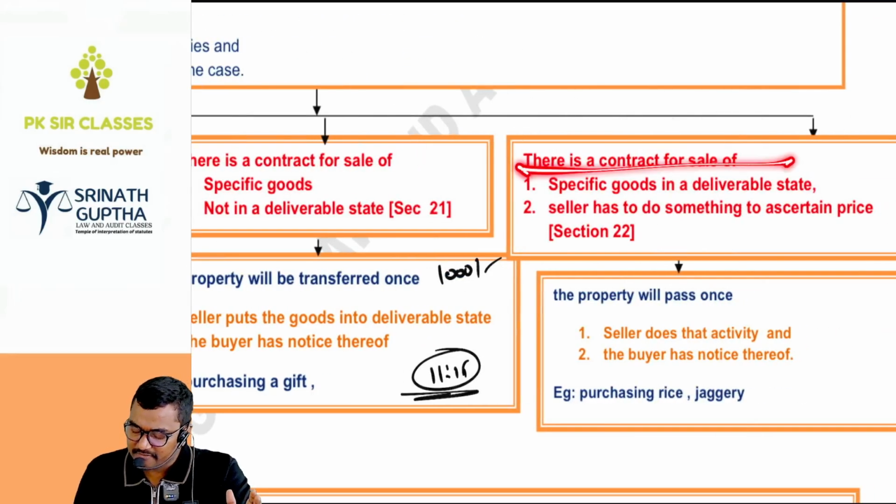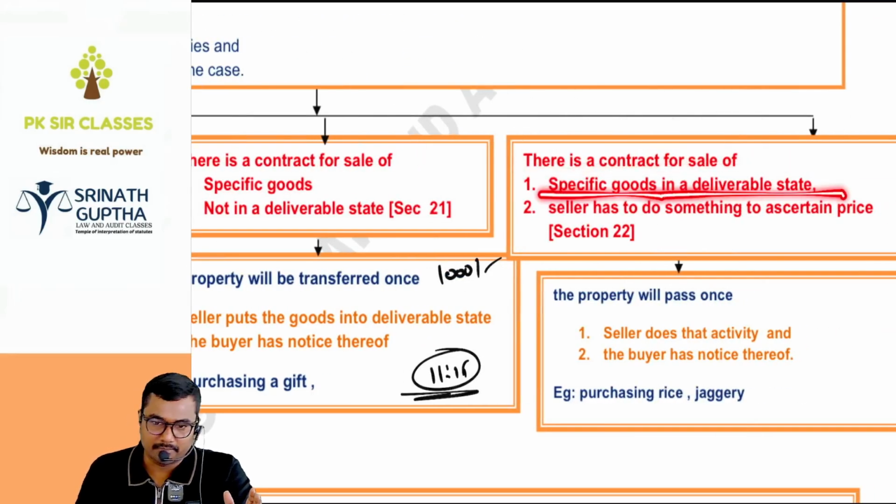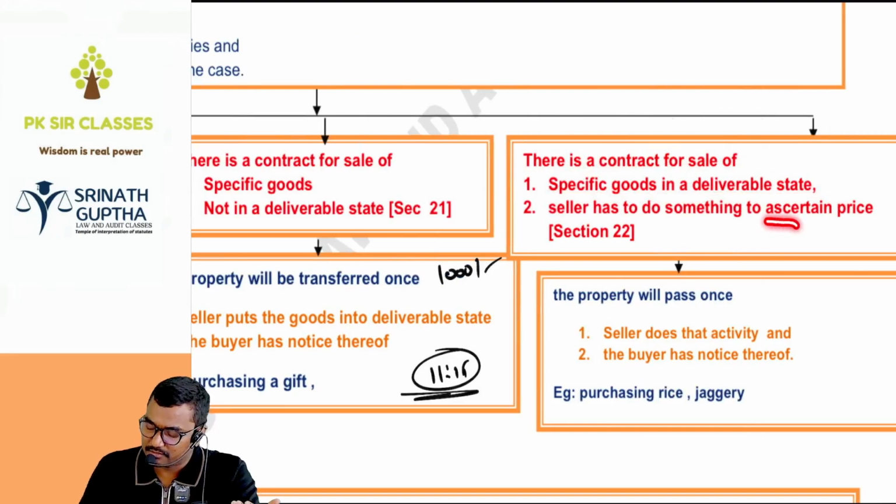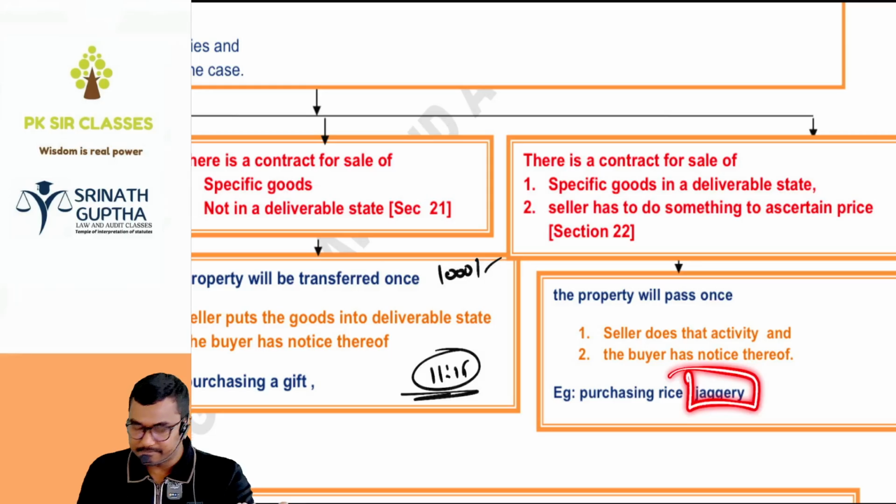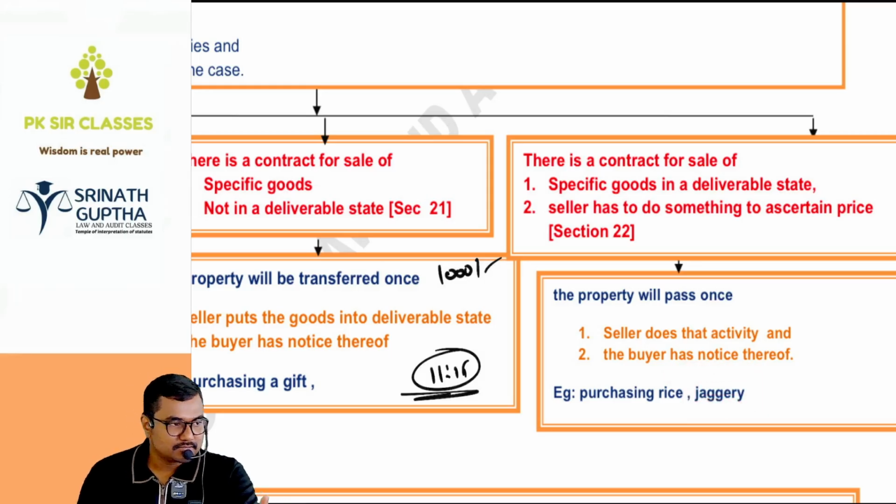There is a contract for sale of the specific goods in deliverable state, but the seller has to do something to ascertain the price. We discussed the jaggery. Rajini came to my shop to purchase jaggery. Is it in deliverable state? Yes, it is in deliverable state. But we don't know the weight of the jaggery. It is 40 rupees per kg, and that block may be 200 grams, 300 grams, 500 grams also. I said, give me some time. I have to keep it on the weighing machine.